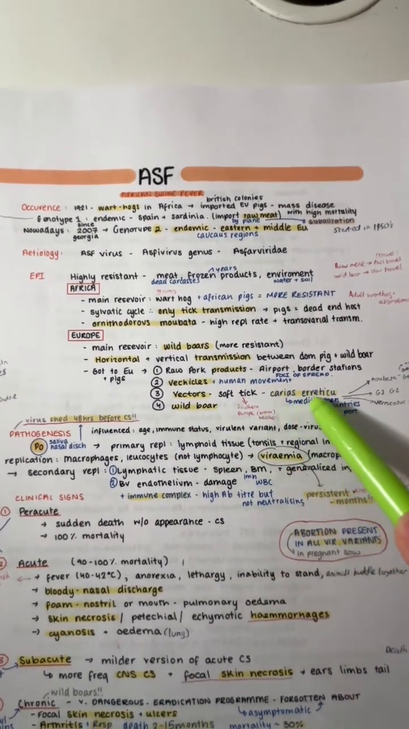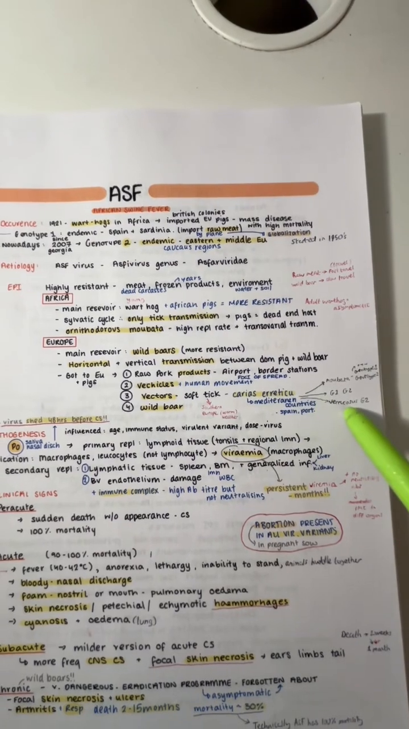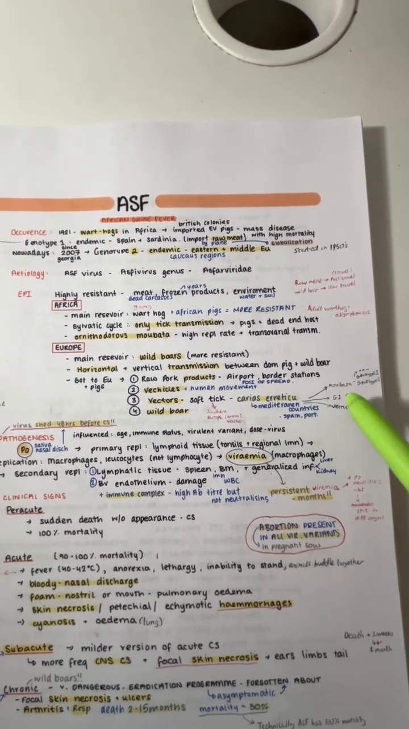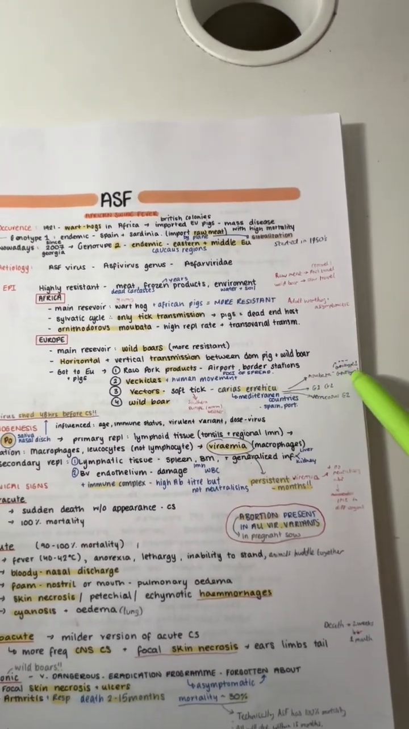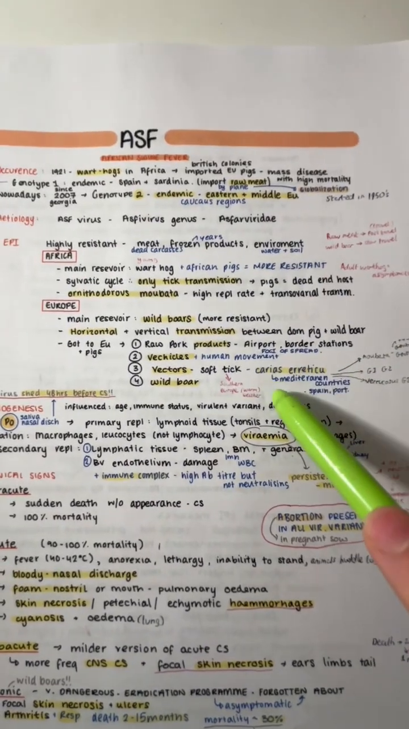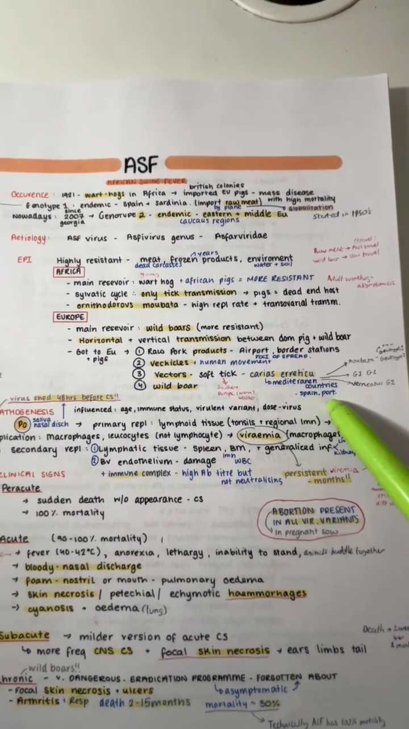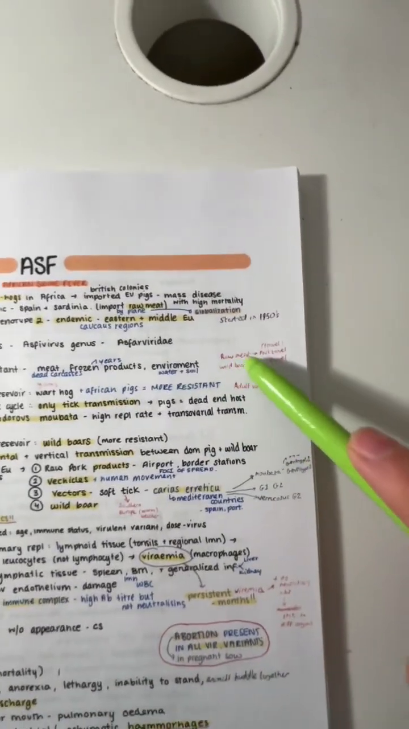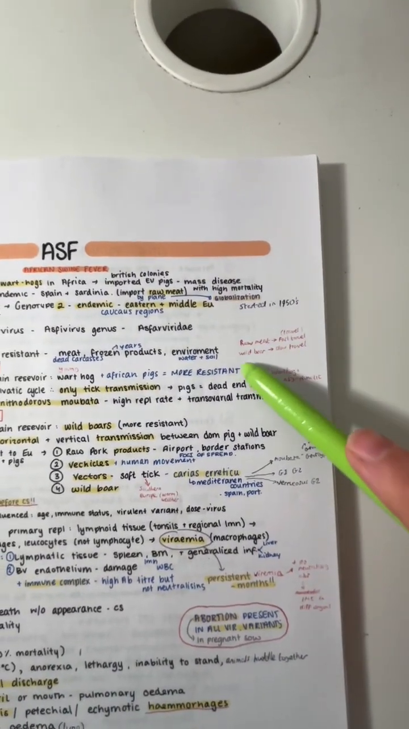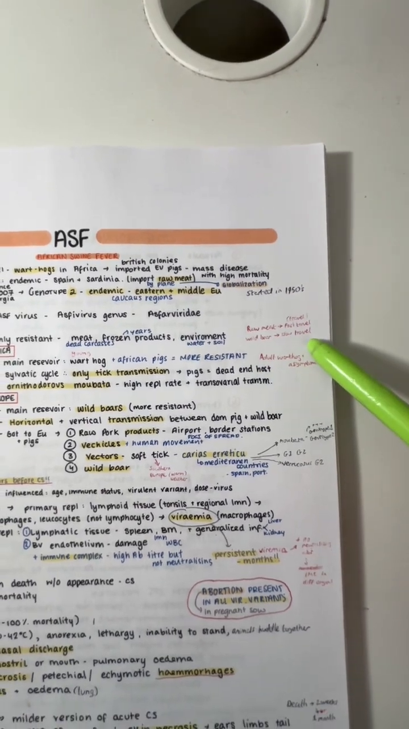Ornithodoros erraticus carries genotype 1 and 2, whereas Ornithodoros moubata mostly carries genotype 1. The tick prefers warm weather such as Mediterranean countries such as Spain and Portugal. Raw meat allows a fast transmission of the virus, and wild boar allow a slow transmission of the virus.